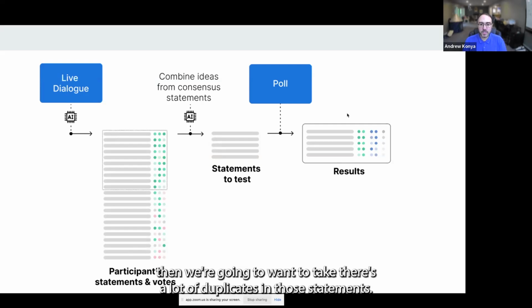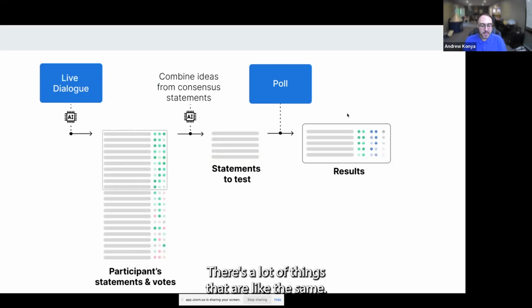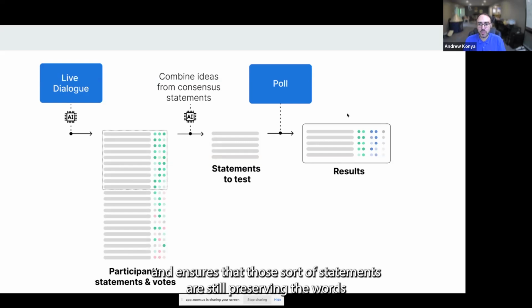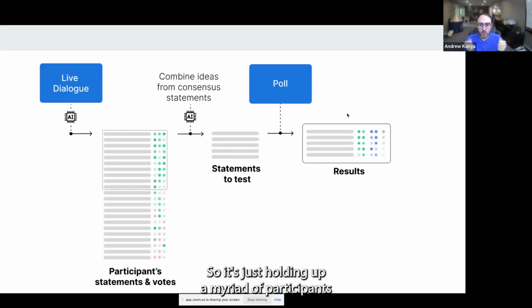But there are a lot of duplicates in those statements, a lot of things that are the same. So we then combine all of the ideas in those consensus statements into a short list of statements. Again, we use AI to do this. It accelerates the process, and also means there's no risk of people imposing their own biases, and ensures that those statements still preserve the words, the language and the ideas that came directly from participants. It's just holding up a mirror to participants and arriving at a set of statements that we think are really representative of consensus.